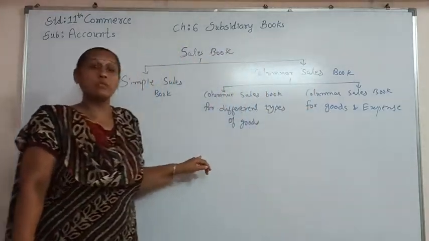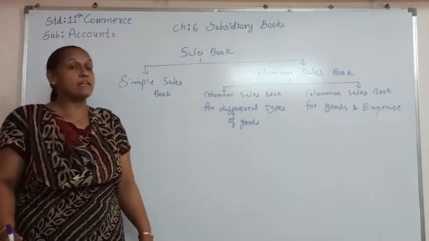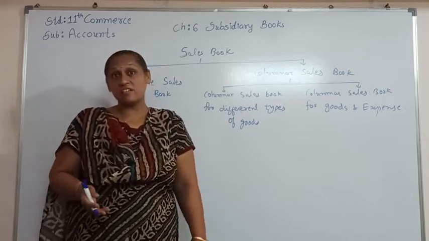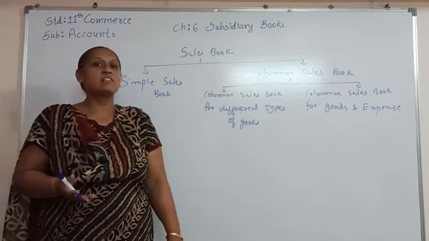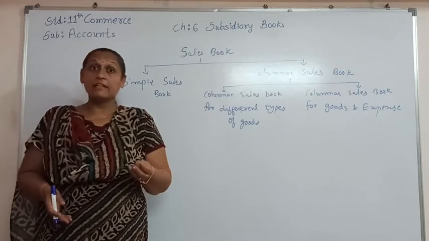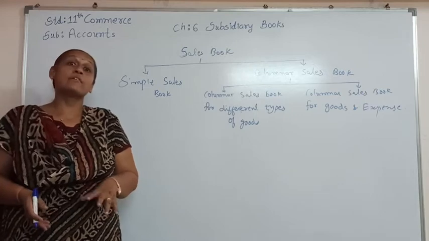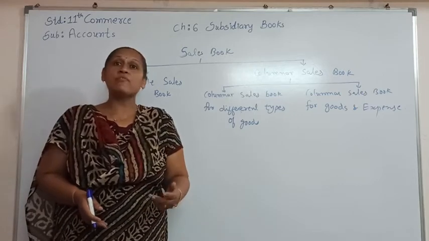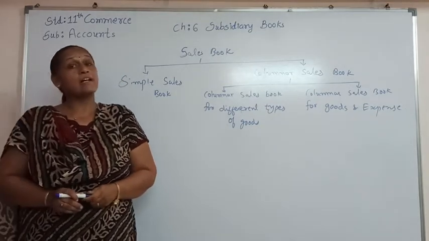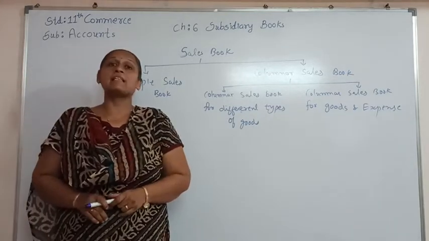So very first we are going to see the simple sales book. The columns for the simple sales book are the same as the simple purchase book, but here instead of name of the supplier we are going to write name of the customer. So the columns will be date, name of customer, outward invoice number, as we are selling the goods, then ledger folio number, and amount in rupees.